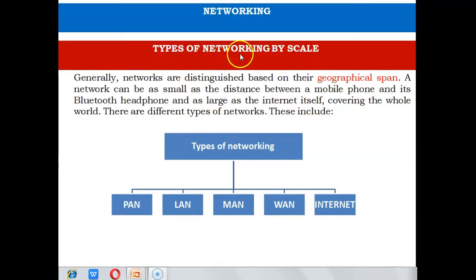Types of networking by scale. The types of networking by scale has to do with looking at the geographical span of the computer network. In this network, we have the PAN, which is Personal Area Network, the LAN, Local Area Network, the MAN, which stands for Metropolitan Area Network, and the WAN, which stands for Wide Area Network, and we also have the Internet.